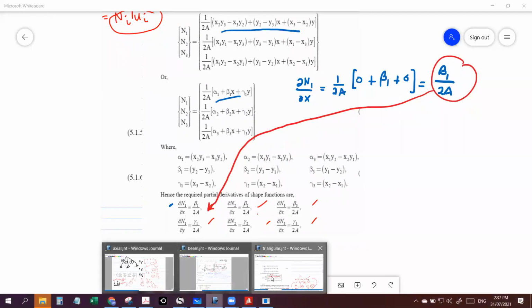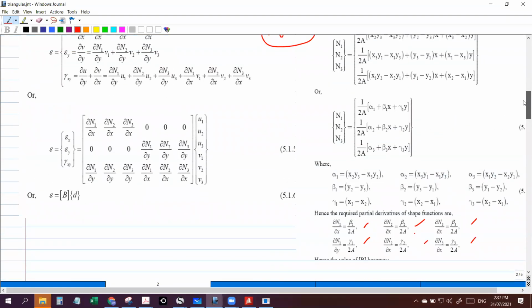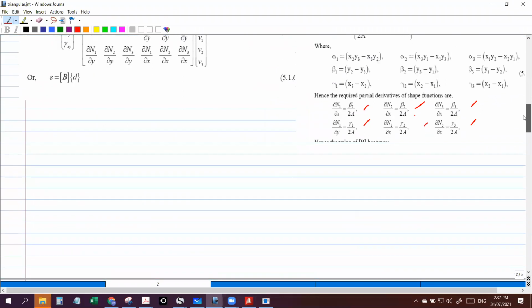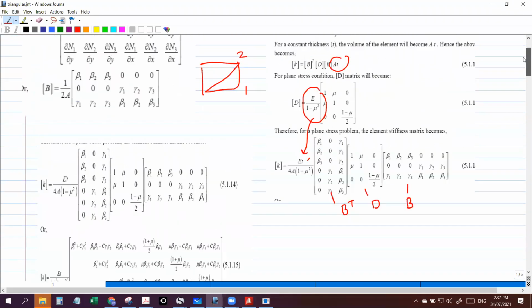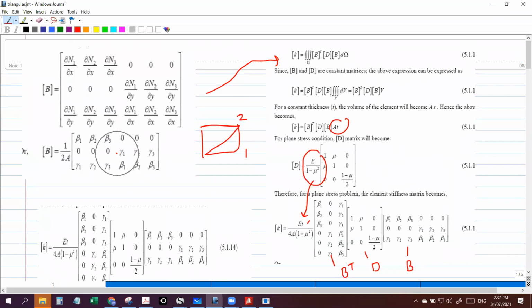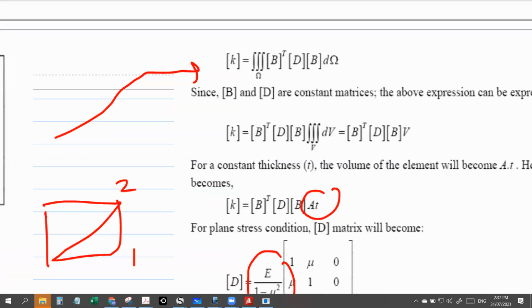So B matrix is constant. We established that. We get this already, so substitute that to our matrix. We established this already: K is equal to B transpose DB. We know this is constant, this is constant, and the D matrix is also constant. So therefore, our K is now this one.